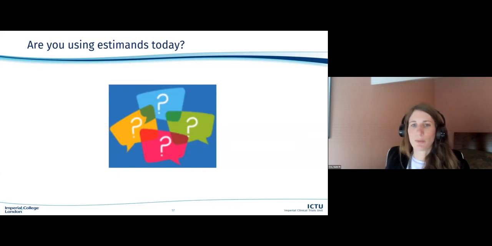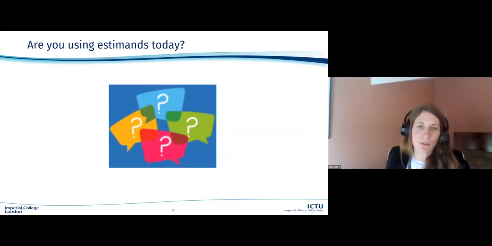So the next question we'd like to ask is, does your unit or your research group or company require use of Estimands in trial design? We've got various options here. We've got yes, if it's mandatory to now use Estimands in your trial design, or no, might not be on your radar at all. We've also got, you might be trialing it, but it's not yet required.